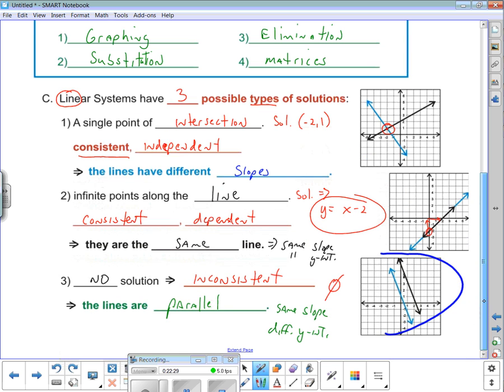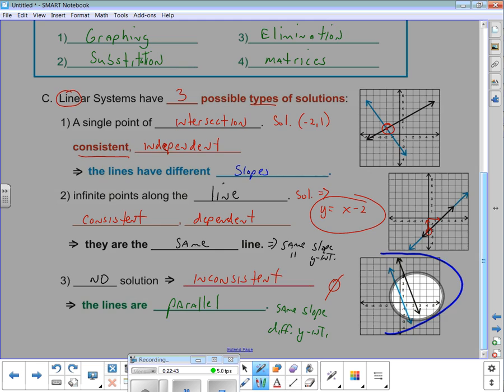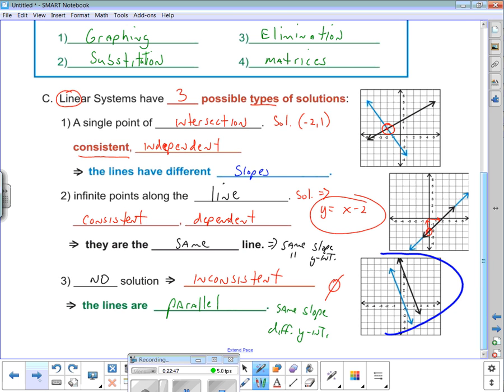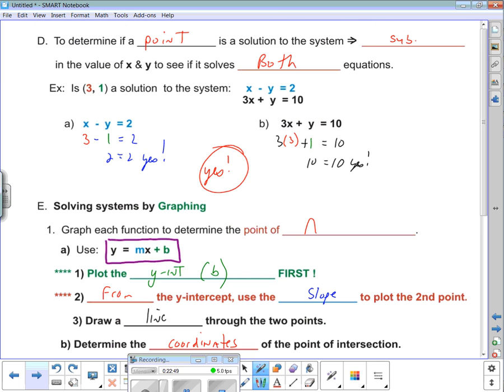There are 3 possible types of solutions. A single point of intersection is consistent and independent. If they are the same line, then it is consistent and dependent. And if the lines are parallel, then there is no solution. It is inconsistent.